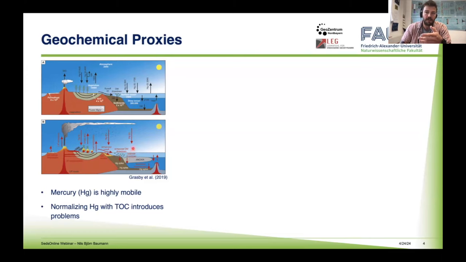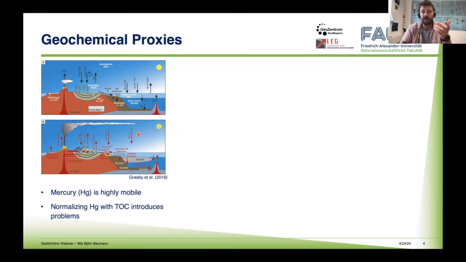And then also one of the major problems we're facing is that the main phase mercury comes with is organic matter. And so usually you normalize it to total organic carbon, but that comes with its own set of problems, because measuring TOC below a certain threshold introduces a whole lot of problems, and then you get false negatives and false positives and so on.